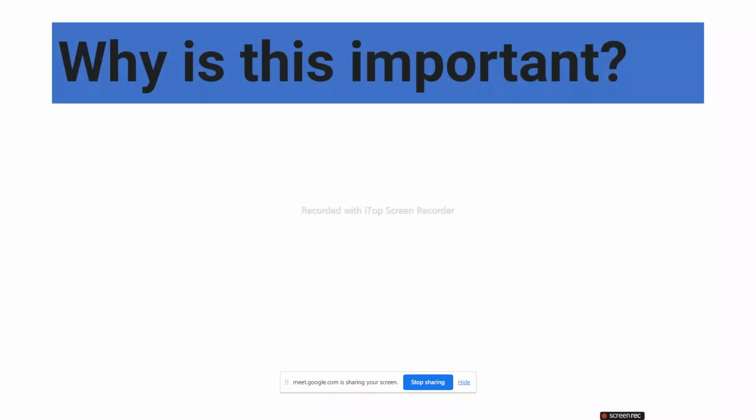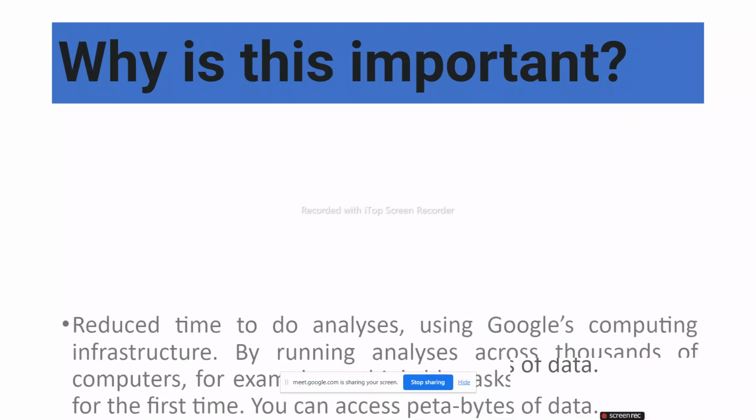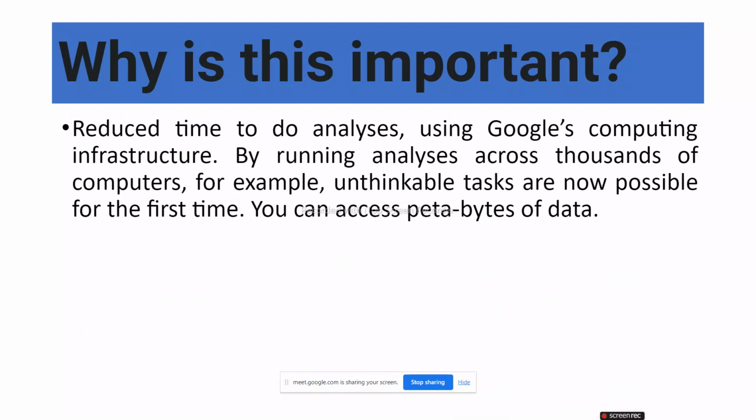And why is this important? At present, when you want to do big data analysis or big geospatial data analysis, you must come to the Google Earth Engine platform because it reduces your analysis time. We can analyze a lot of datasets very quickly and efficiently. We can access petabytes of data, and its computing power is very fast. It can compute results very fast.